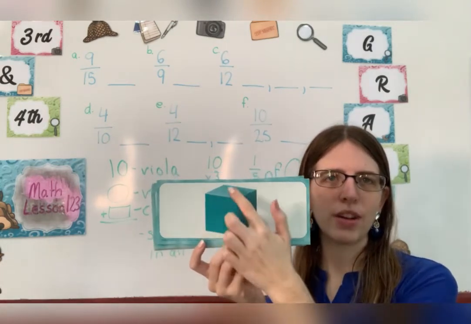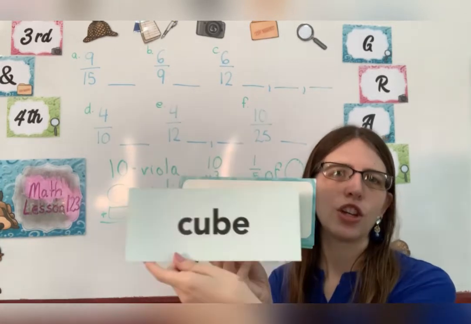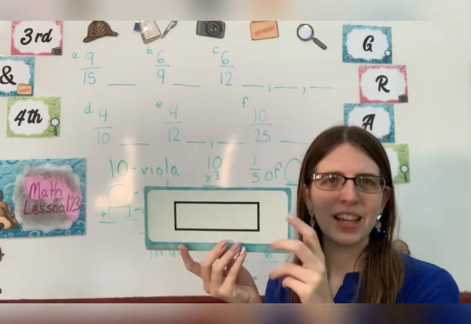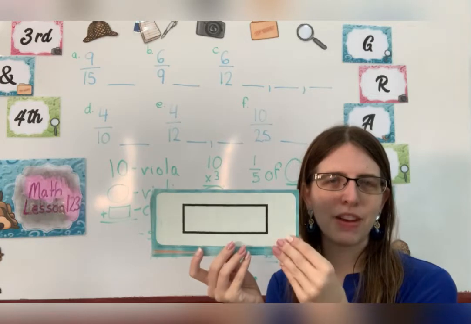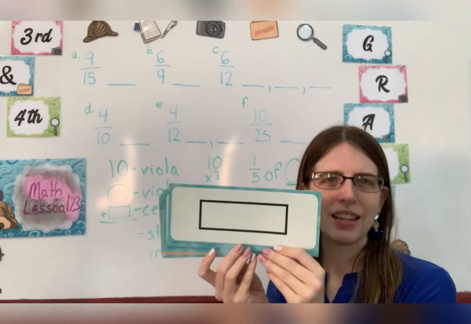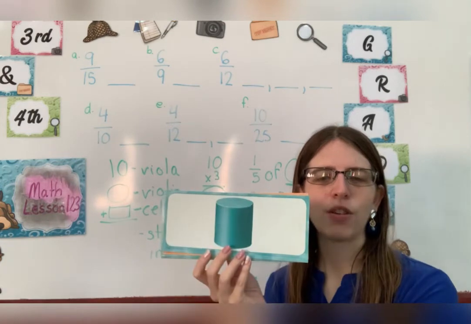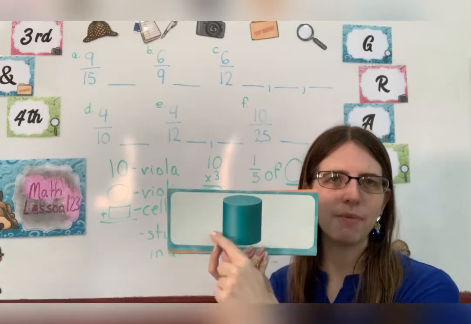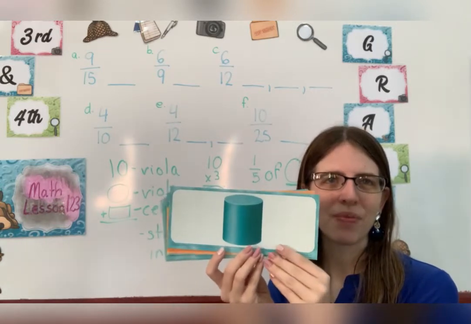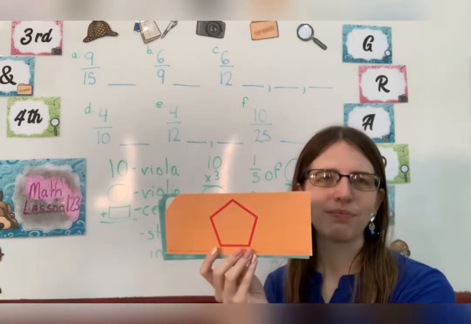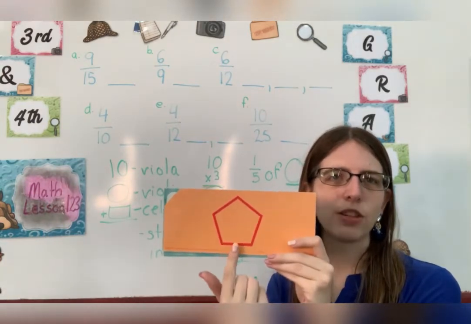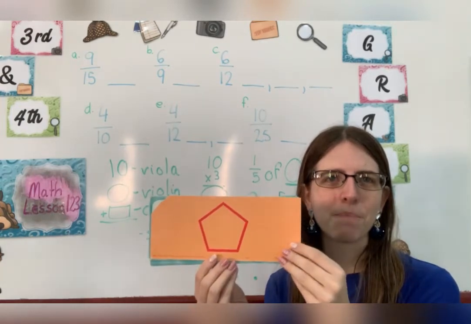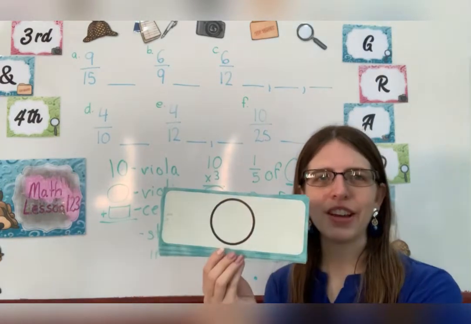What is this shape? It has squares on all sides. It is a cube. What is this shape? It has two sets of parallel sides, but they're not the same length. It's a rectangle. What is this shape? It has a round top and bottom. It's 3D. Cylinder. Okay, what's this shape? It has 1, 2, 3, 4, 5 sides. Pentagon. Very good.